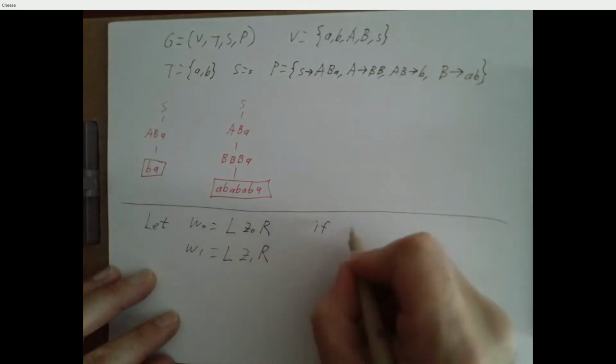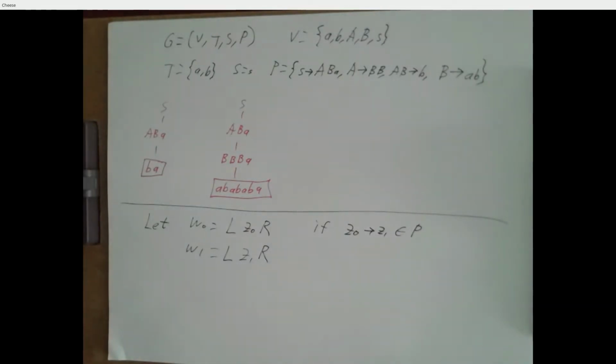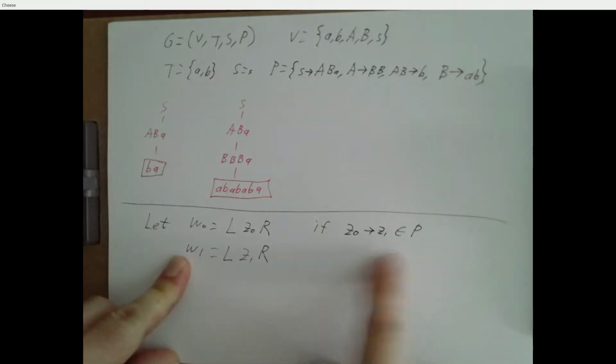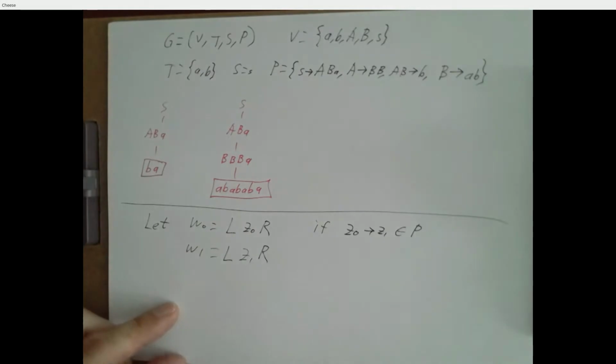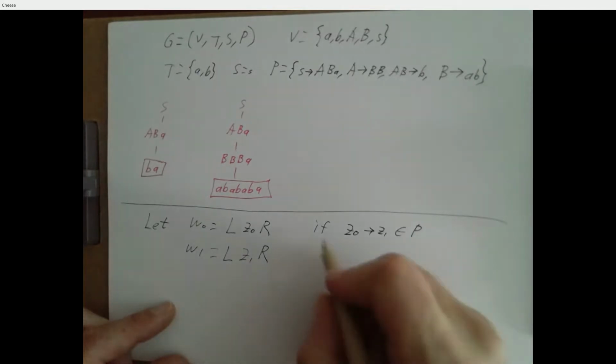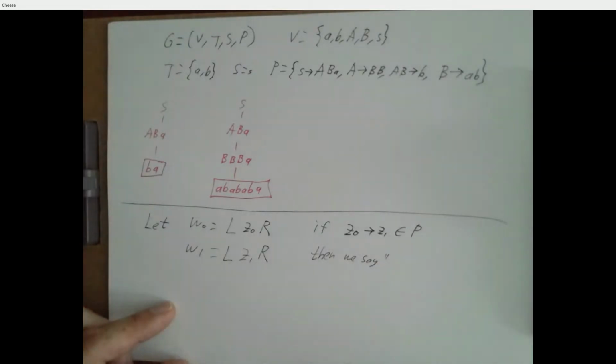Okay, so if Z0 to Z1 is contained in our set of productions, so if there's a rule that lets us change Z0 into Z1, we know that we could take W0 and change it into W1, right? By just applying this production rule to this middle piece, and the L and the R will be the same. Right, so this is what we've been doing in our little tree-like diagrams. So in this case, where there's a production rule to go from Z0 to Z1, then we say W1 is directly derivable from W0.